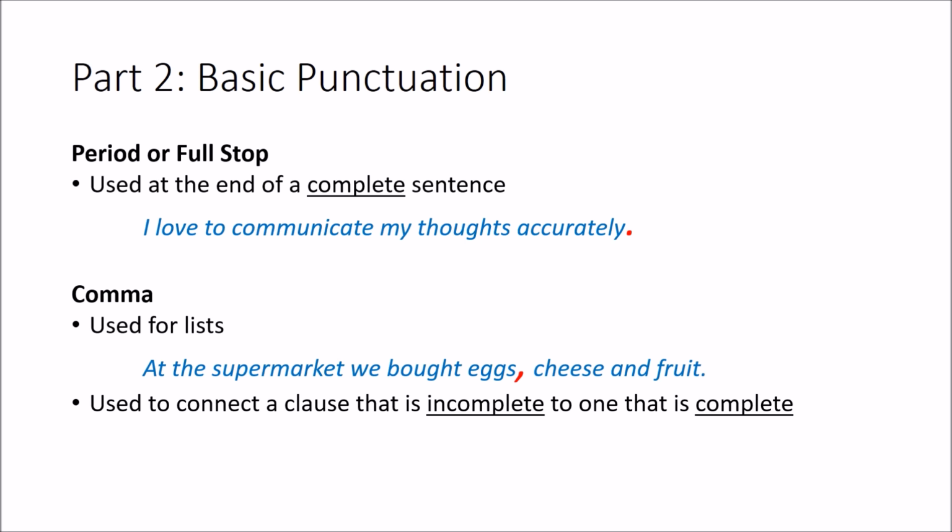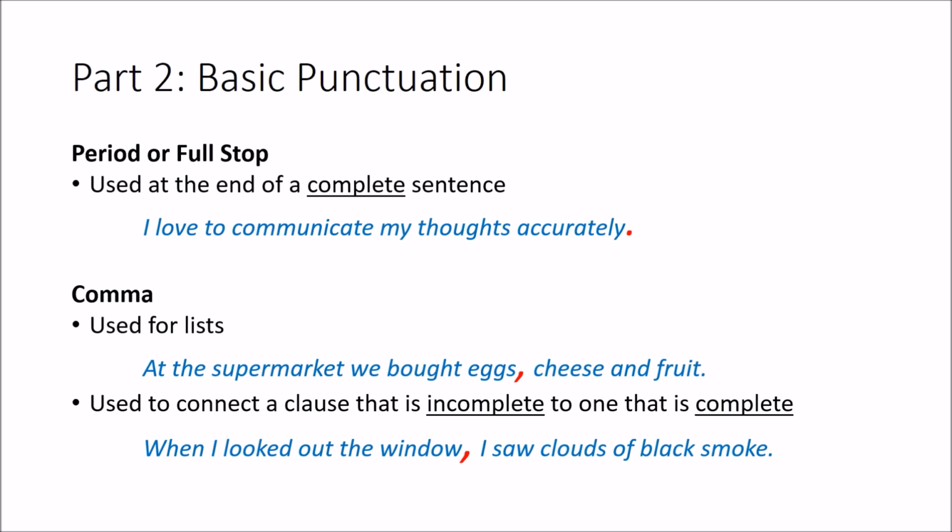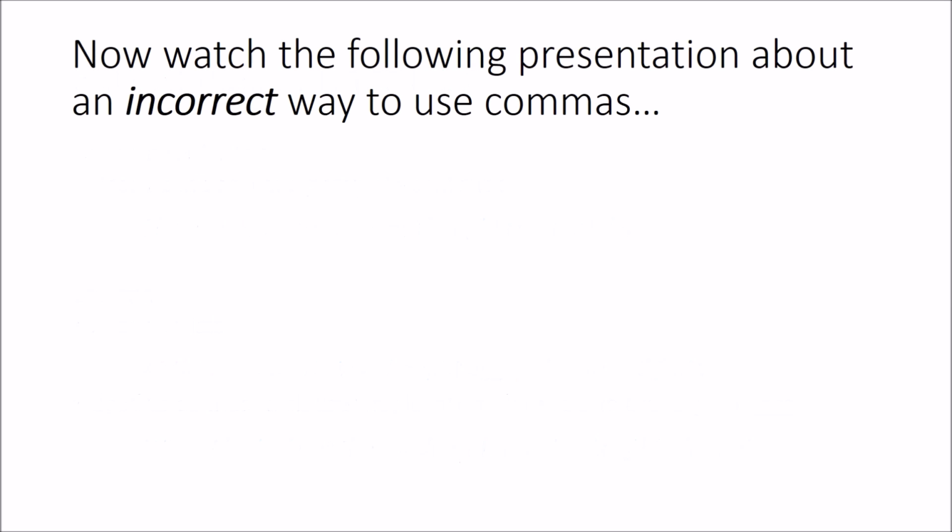Commas are also used to connect a clause that is incomplete to one that is complete. For example, when I looked out the window, I saw clouds of black smoke. When I looked out the window is incomplete. It cannot stand by itself. I saw clouds of black smoke is complete. It can stand by itself. We connect the incomplete clause with the complete clause using a comma. Now watch the following presentation about an incorrect way to use commas and how you can fix it.